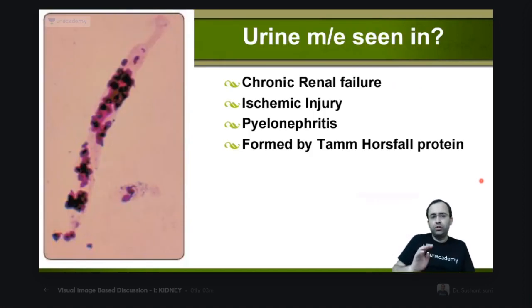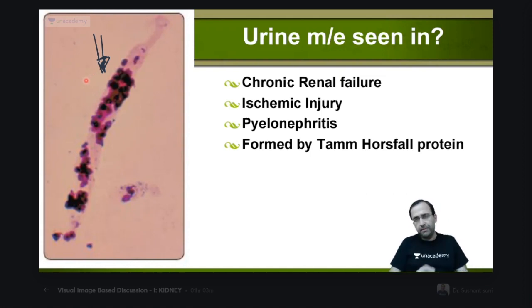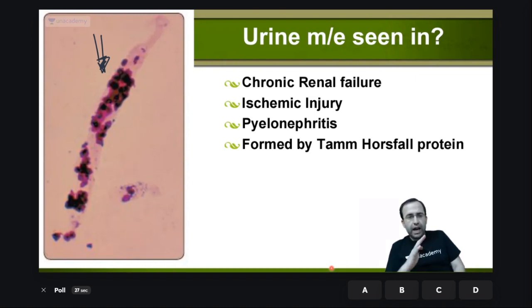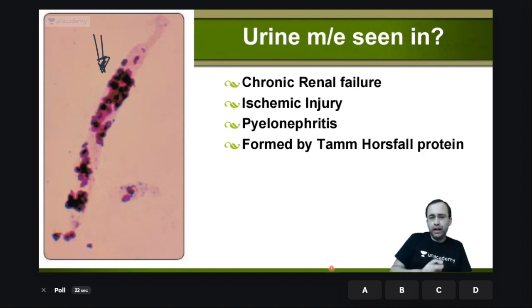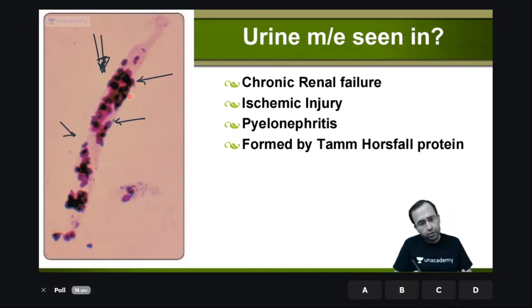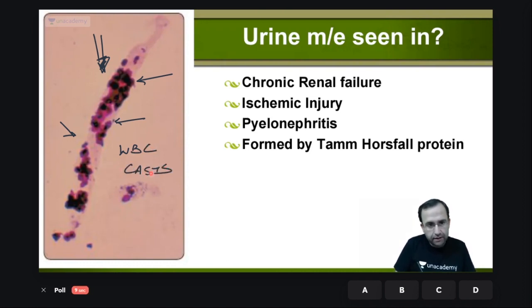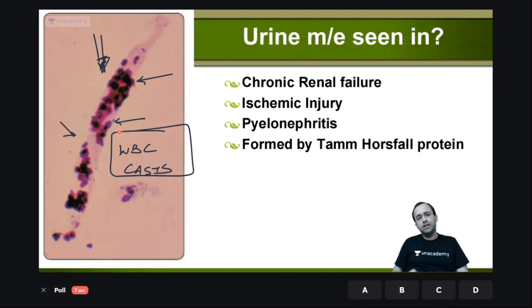Next is urine microscopy showing the presence of this cast. Let us finish off urine examination. Urine microscopy showing this. First, identify the cast and then tell me which is true. You are able to make out, majority of you were right, that all these are the leukocytes, making this WBC casts.